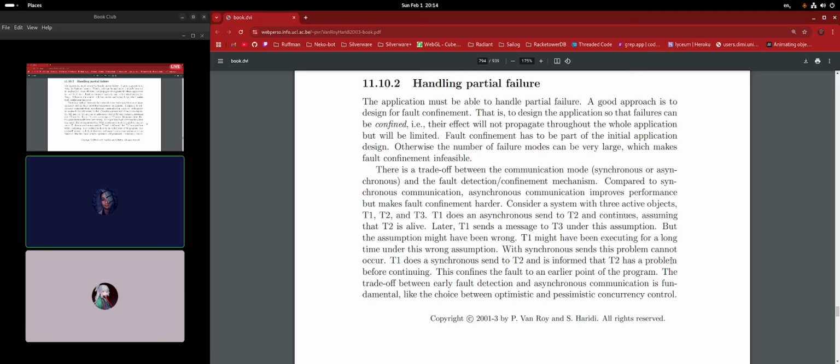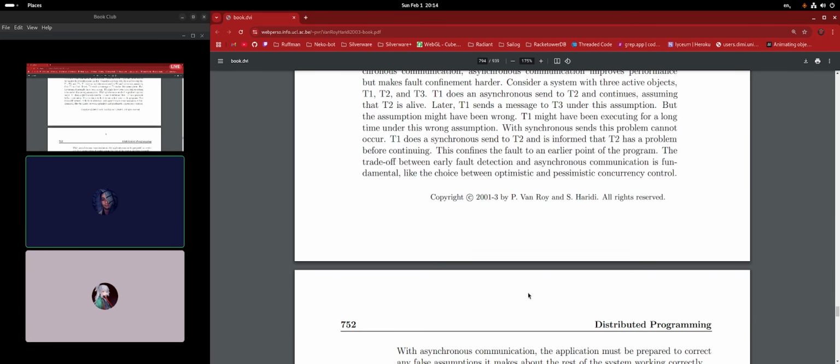With synchronous sends, this problem cannot occur because synchronous sends block. T1 does a synchronous send to T2 and it is informed that T2 has a problem before continuing. This confines the fault to an earlier point of the program. The trade-off between early fault detection and asynchronous communication is fundamental, like the choice between optimistic and pessimistic concurrency control.